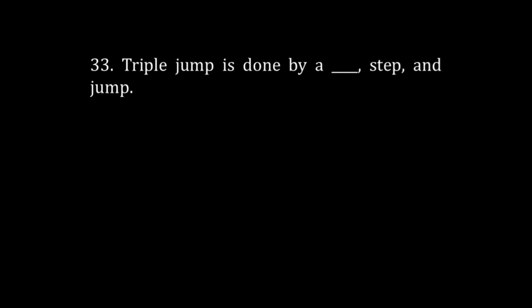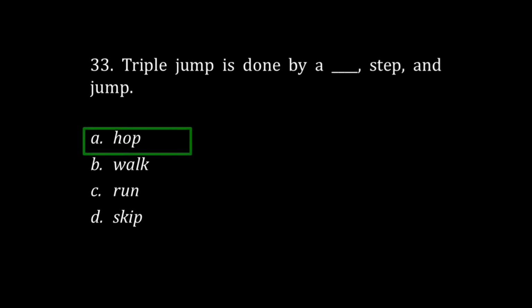Triple jump is done by a blank step and jump. A. Hop, B. Walk, C. Run, D. Skip. The correct answer is letter A. Hop.